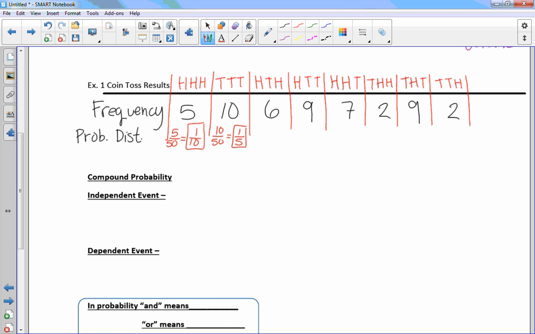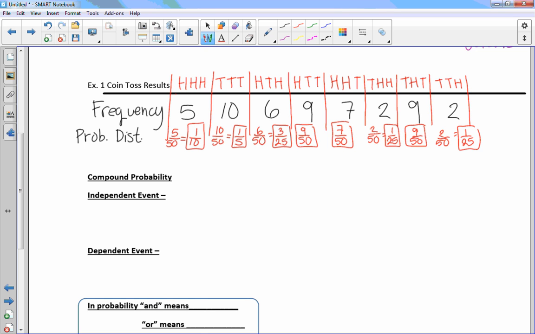Okay, the next one would be 6 out of 50, or 3/25. The next one would be 9 out of 50. Does that simplify? No. 7 out of 50 also does not simplify. 2 out of 50 simplifies to 1/25. 9 out of 50. 2 out of 50 becomes 1 out of 25.